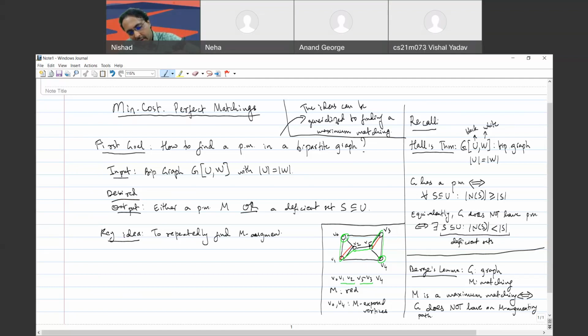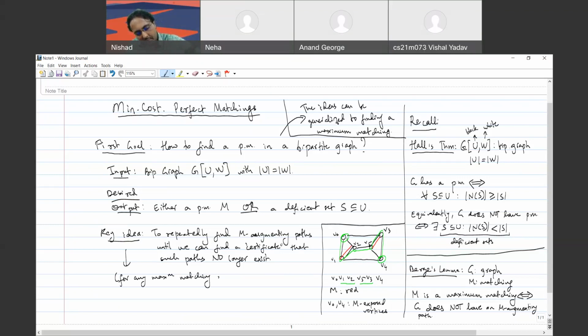So with respect to the current matching, we want to keep finding M-augmenting paths until we can find a certificate, some argument that such paths no longer exist. Right? So this is the key idea for any maximum matching algorithm. All right. Okay. So for the rest of this lecture, I just want to do some examples, and we'll probably formalize things tomorrow. Okay. On Wednesday.